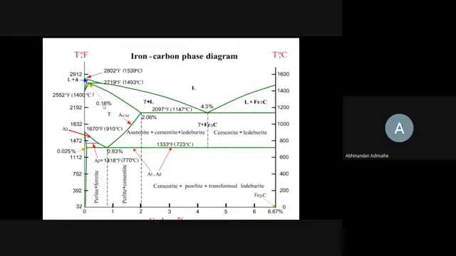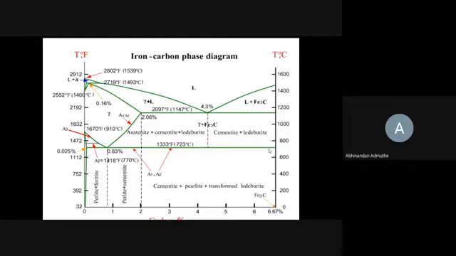So if you look at this solubility limit line, or maximum percentage, if you cross this percentage, you will end up with a two-phase mixture. So here, if you cross 0.025, you will end up with pearlite plus ferrite. Now, let us apply the Gibbs phase rule to this iron carbon phase diagram.